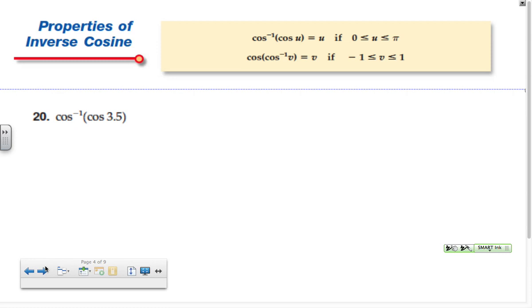You should have the inverse functions on your calculator. So cosine inverse, cosine 3.5, and I get the answer: it's 2.783. Please make sure that you put 2 or 3 decimals. I do not want the answer to be 3, that is not correct. 2 or 3 decimals.